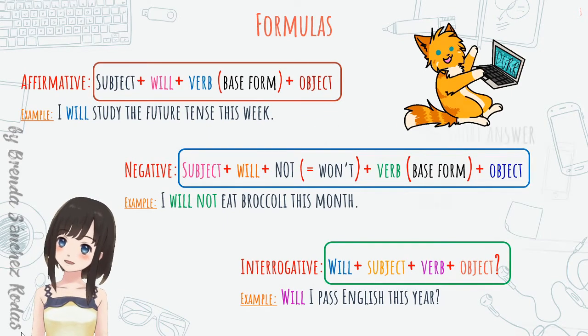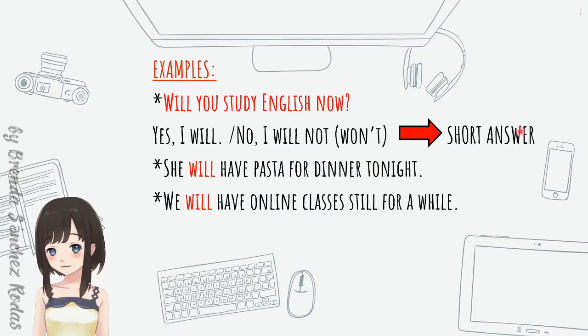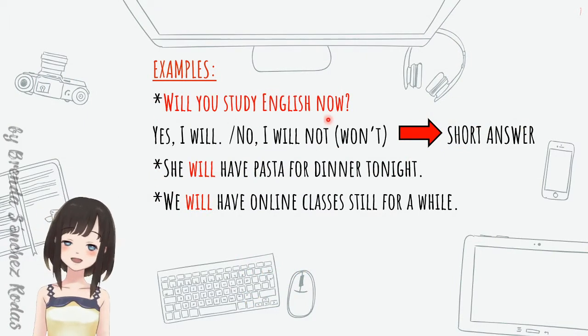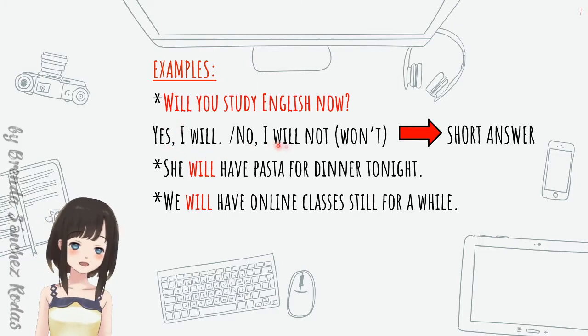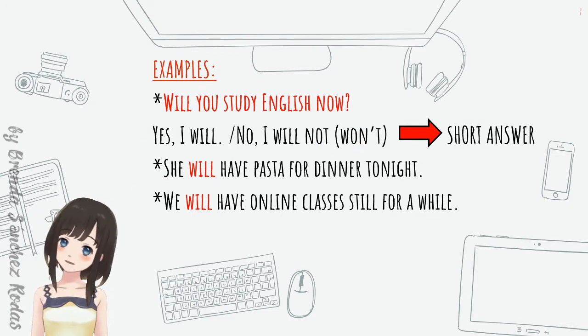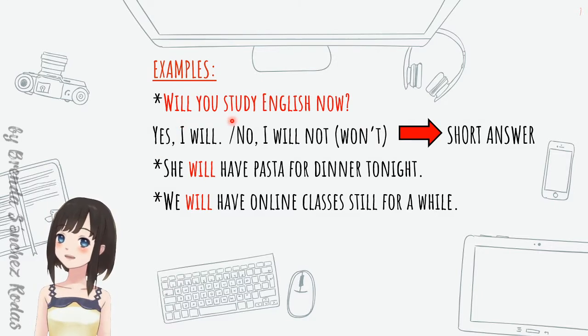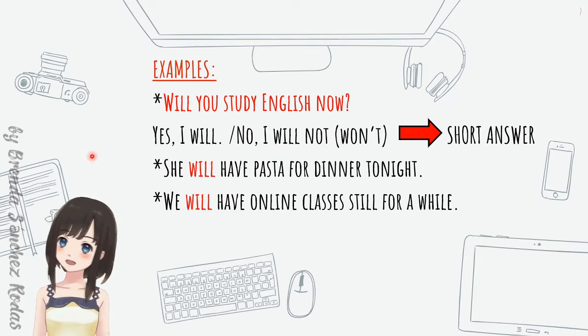Okay, so let's continue. I have some examples and I have short answers. Like, will you study English now? You can say, yes, I will, or no, I will not, or no, I won't. This is really short when you want to give a short answer. Also, you can replace the pronoun, like, will she study English now? Yes, she will, or no, she won't. It's actually the same, just the pronoun changes.